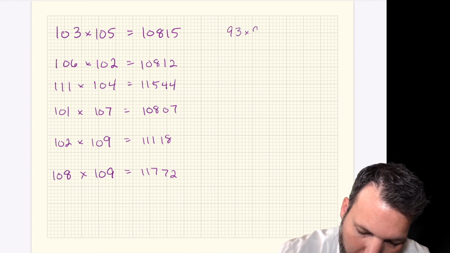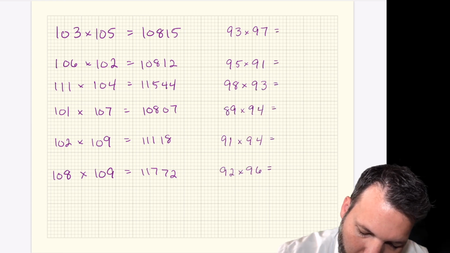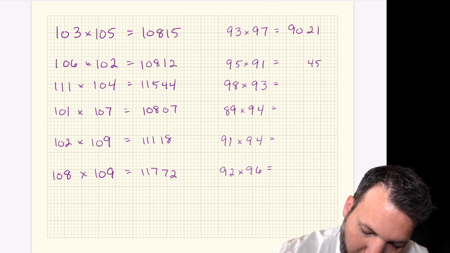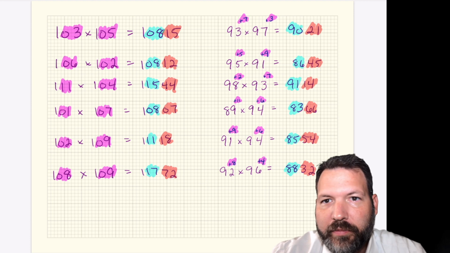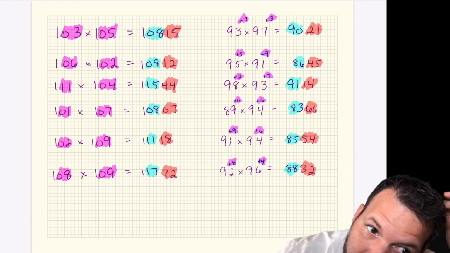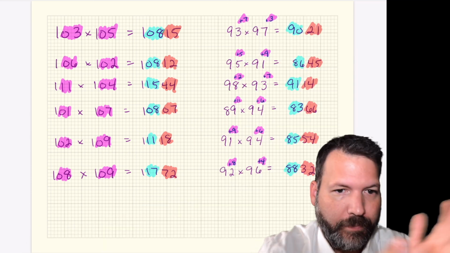93 times 97 times 93. Let's see, what is that? 9021, 5 and 9, 45, 66, 83, 66. All right. Oh my gosh, that took 5 minutes all by itself. I need to be done in about 6 minutes. Can I do it? Almost certainly not, but maybe.